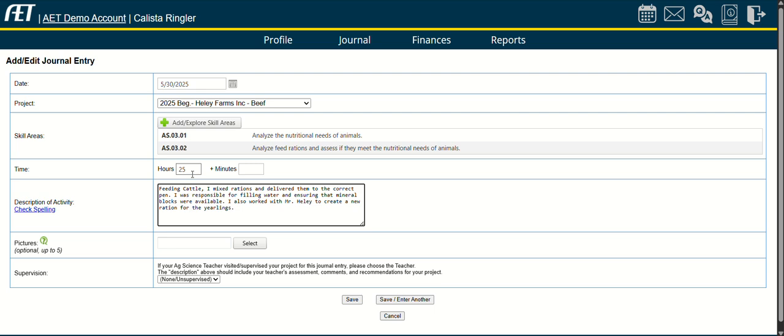I have how many hours, what that's for. If I had any pictures of me working and doing this, I could upload them here. Again, pictures are necessary for future awards, applications, items of that nature. And then if anybody is able to verify this, I would select them over here. So the supervision would come up with your parents, your ag teacher, or the supervisor whom you had gotten a signature for when you made your SAE. So once that's all set, you hit save, or in my case, because I've only logged 25 of my 100 hours, I could save and enter another.